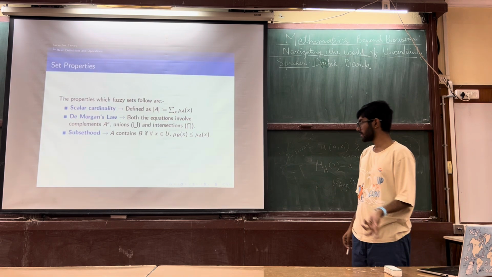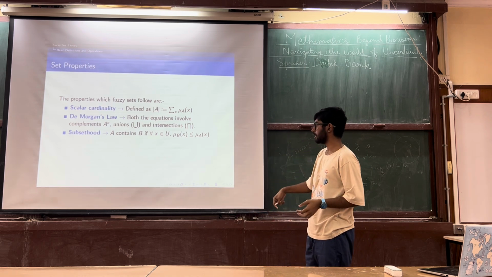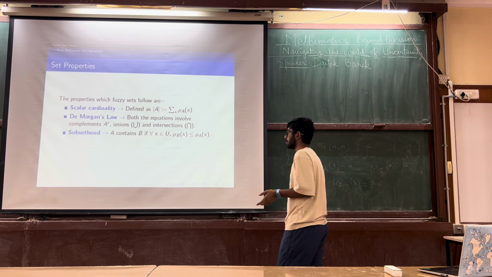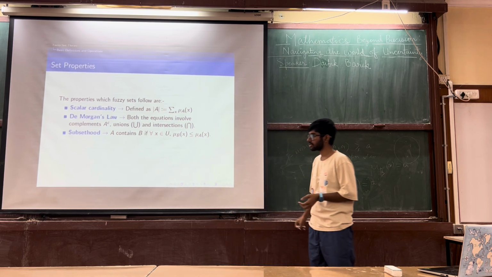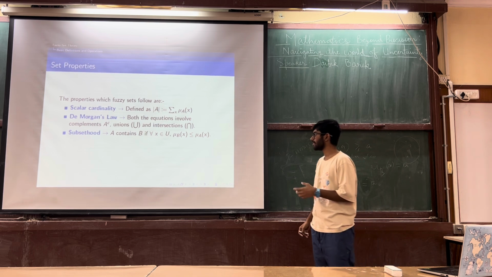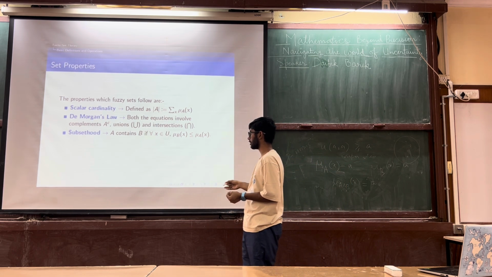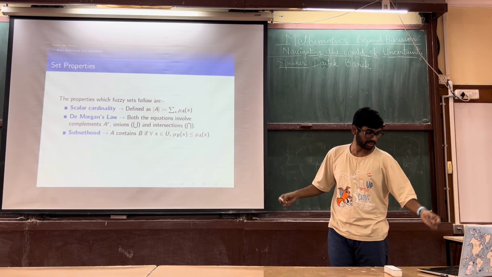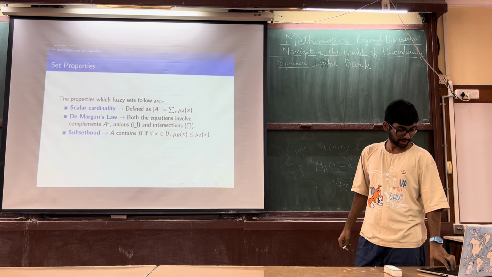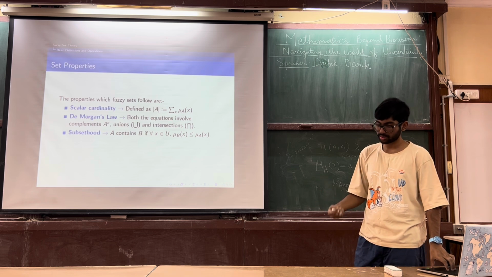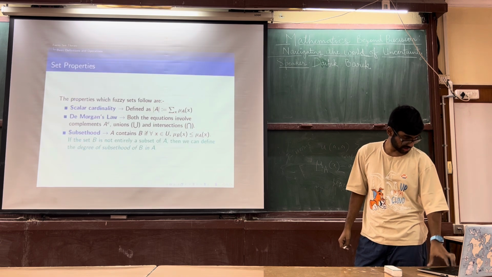Now there are other properties we satisfy. Basically, if I generalize this, we have cardinality, we have De Morgan's law. This you can verify given the functions, and we can define subsethood. This is a bit hard to define in the case of normal sets if we take the other functions, but this can also be defined, and we can also define something a bit more general, which is the degree of subsethood.